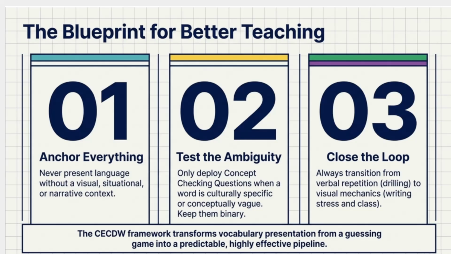Second, test the ambiguity. Use concept-checking questions when a word is culturally specific or conceptually unclear. And remember to keep your CCQs simple and focused. Third, close the loop. Move from verbal repetition to the written form. Students should not only hear and say the word, they also need to see how it is written and, where appropriate, notice stress and word class. So, the complete CECDW sequence is: contextualize, elicit, concept check, drill, write.